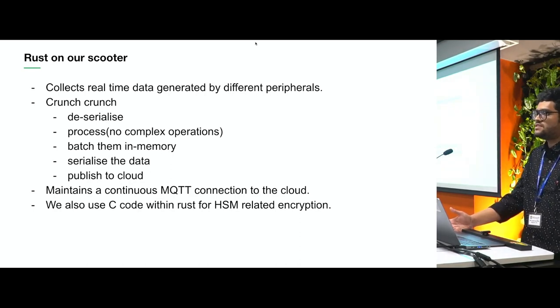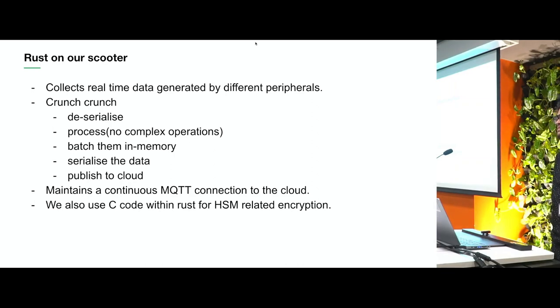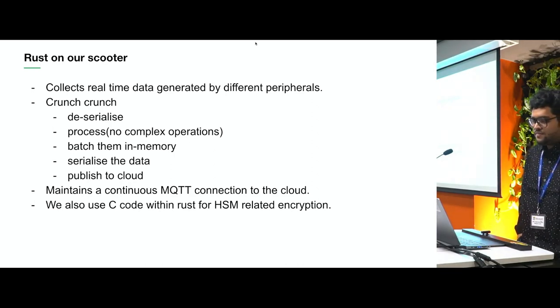Of course, there are other applications running on it, so I am generously given about 5% of the computational capacity available to do all this. And we have been running this in Rust. The application collects the data, deserializes it using Serde, and processes it. There's no complex operation happening here. It just deserializes it and batches it in memory, so we need something that is not memory intensive as well. After batching, we serialize the data. The serialization protocol can change. And once I serialize, I publish it to cloud.